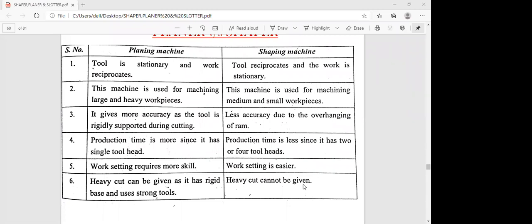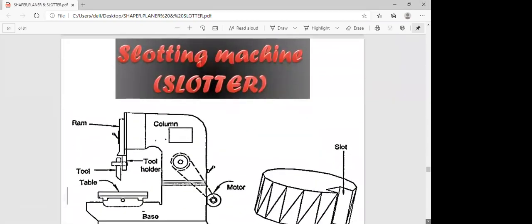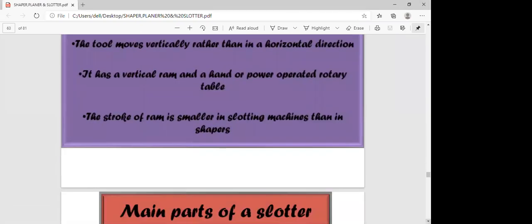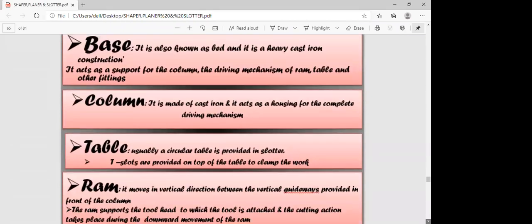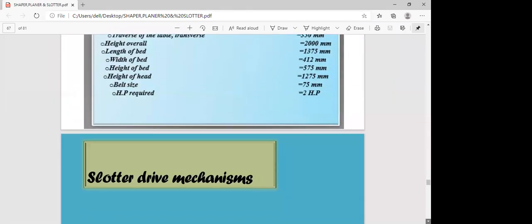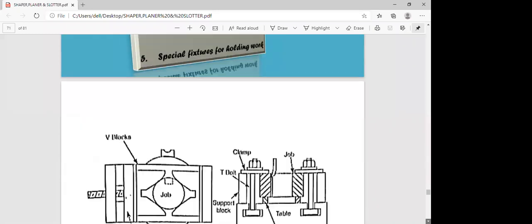Heavy cuts cannot be given on the shaping machine, but heavy cuts can be given on the planing machine because it has a rigid base, the machine bed, and you are using superior or precision tools. It's not that you don't use precision tools in the shaping machine, but it is more in planing; that is a comparative degree. All this we have seen.